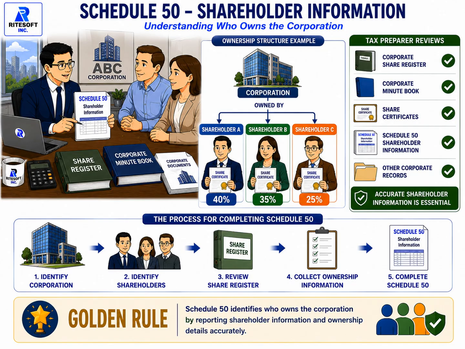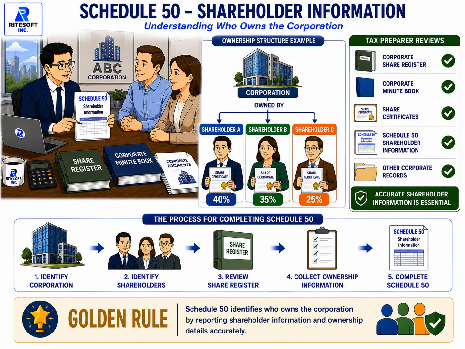To complete Schedule 50 correctly, professional tax preparers do not rely on memory or informal discussions. Instead, they review the corporation's official records. One of the most important records is the share register. The share register lists the corporation's shareholders and records details about their ownership.